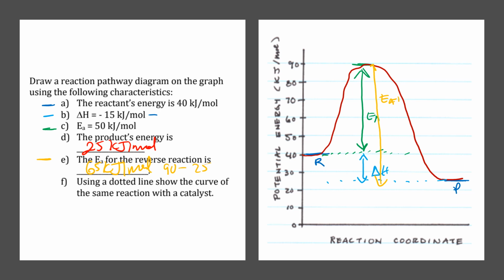Use a dotted line to show the curve of the same reaction with a catalyst. So notice my energy levels for my reactants and products are the same, but now my transition state is lower than it was originally.